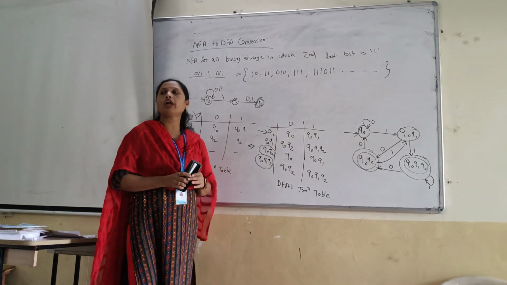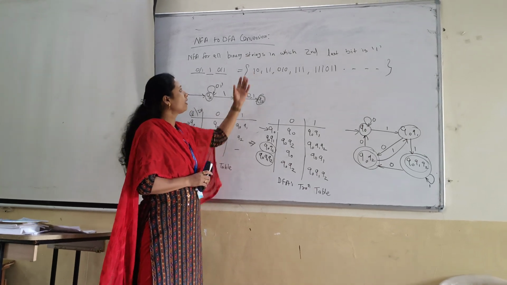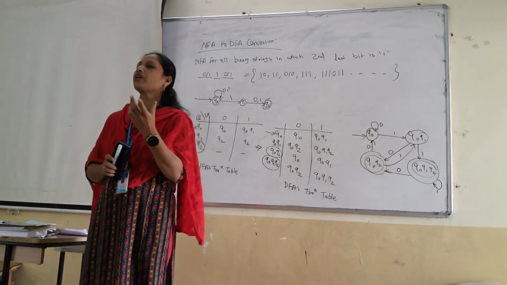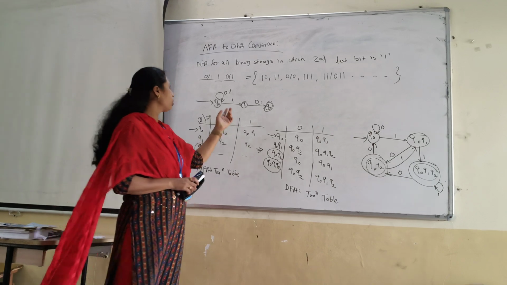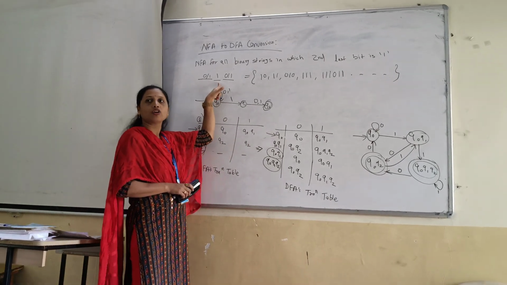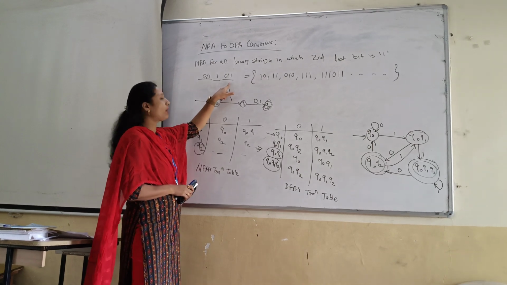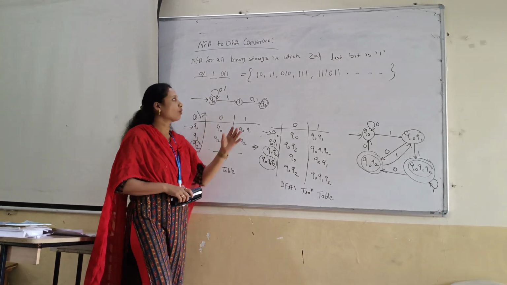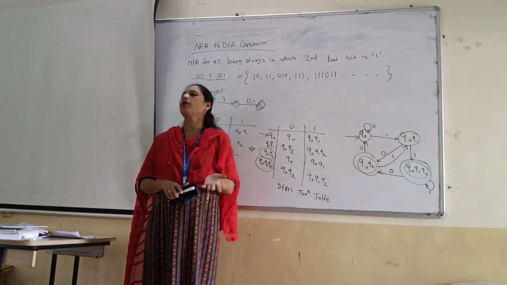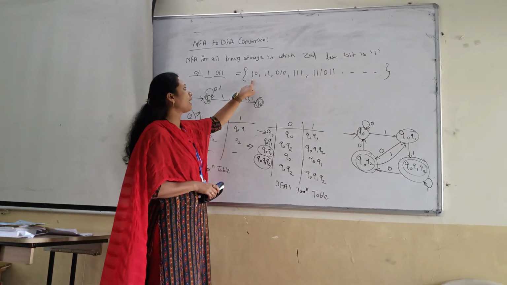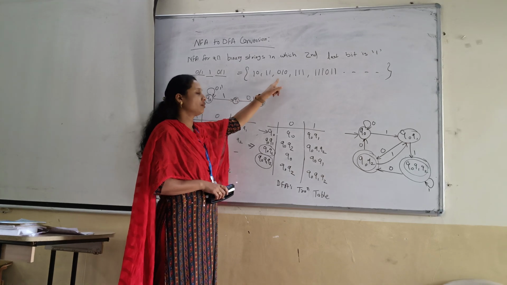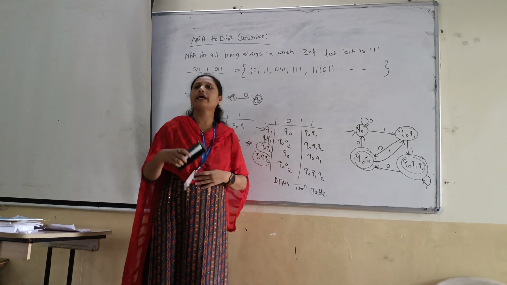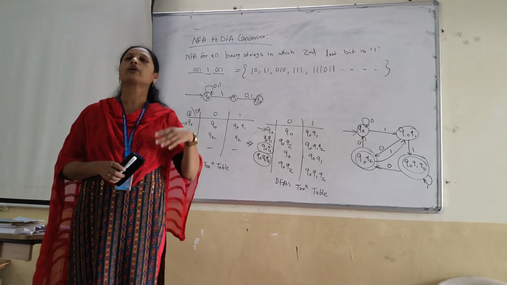Here, NFA for all binary strings where the second last bit is 1. Now, students, tell me, we want such strings where the second last bit is 1. So the second last bit should be 1. Afterwards, you can have either 0 or 1. Before this, you can have either 0 or 1. But the second last bit should be 1. Now, we are going to list all the possible strings belonging to that language. Second last bit should be 1: 10, 11, 010, 011, 110, 111, 1011. Like this, you can have any number of possible strings belonging to that language.